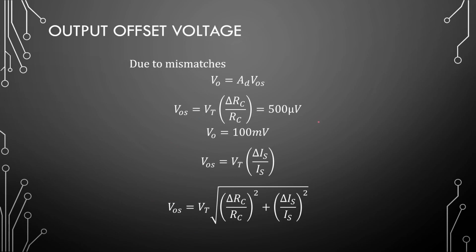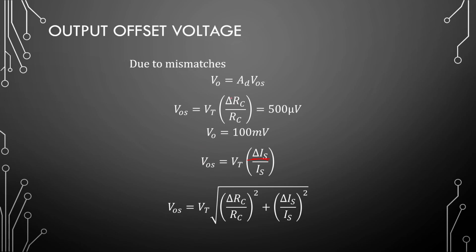Alright, now BJTs have some defects as well, just like our MOSFETs had. And one of the things that can go wrong in our circuits is that our collector resistors are different sizes. And for our transistor itself, its saturation current is different. Now this IS is due to the area of your transistor. So if the areas of the two BJTs differ, there will be a difference in offset voltages.